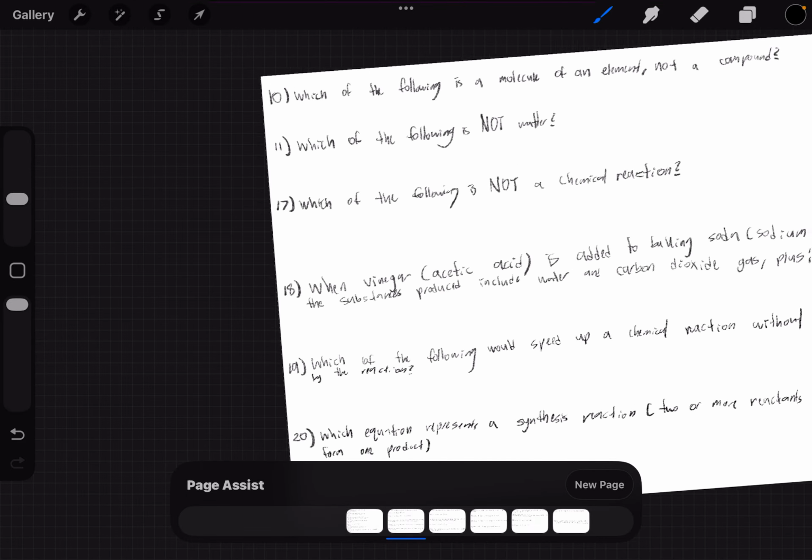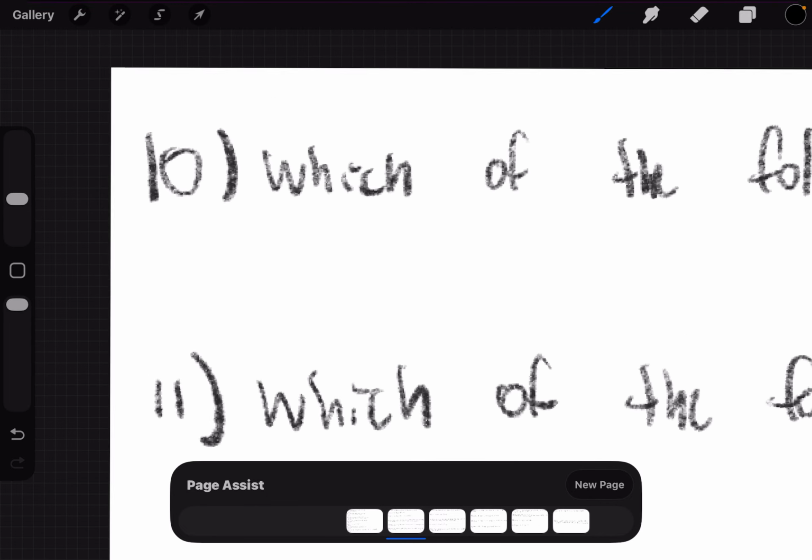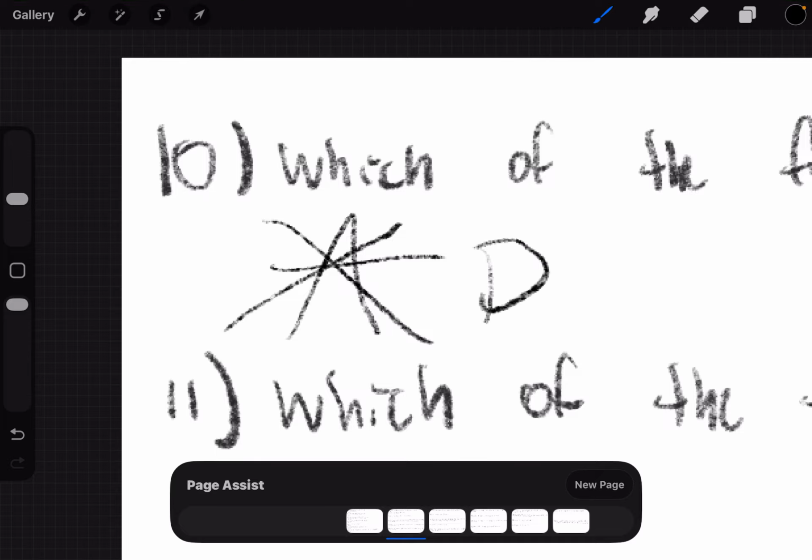Moving on, I'll be doing number 10, which says, which of the following is a molecule of an element, not a compound? For this, I wrote A, NaCl, which is sodium chloride, I believe. And the real answer was not A, and it was in fact D, which is CO.